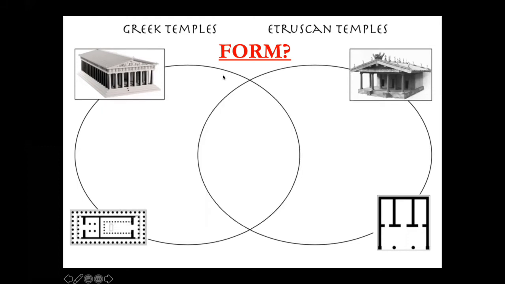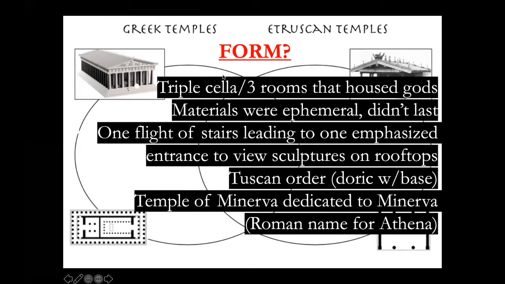All right, so let's compare that now to our Temple of Minerva. It is a triple cella, 3 rooms that housed gods. The materials that they used were ephemeral. Ephemeral means it's not going to last forever. They used 1 flight of stairs leading to 1 emphasized entrance. Part of the benefit of that was that they could view the sculptures that they had on the rooftops. This is considered a Tuscan order, which is the Doric columns with the base. And this is a Temple of Minerva, so this is dedicated to Minerva. And Minerva is the Roman name for Athena.